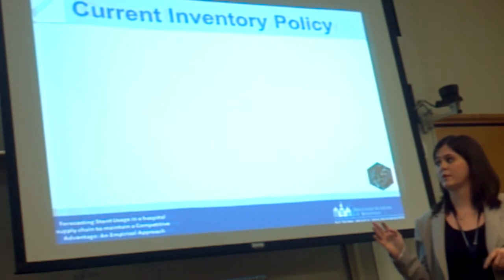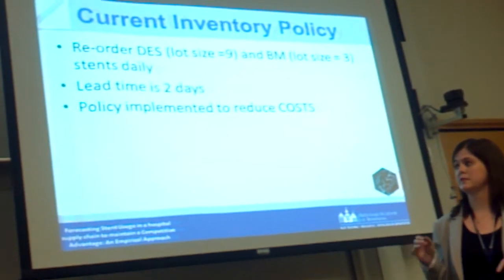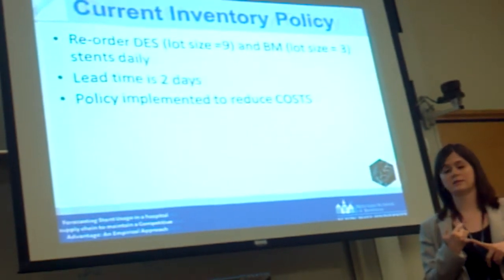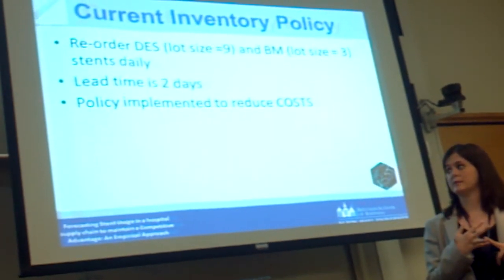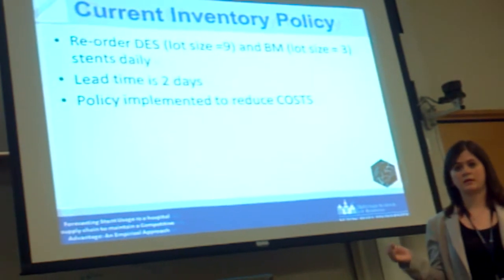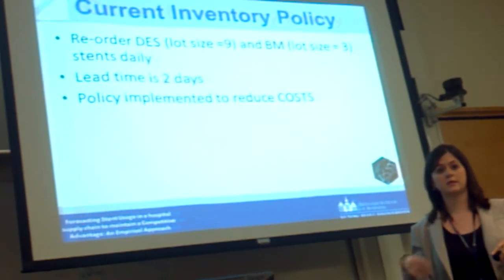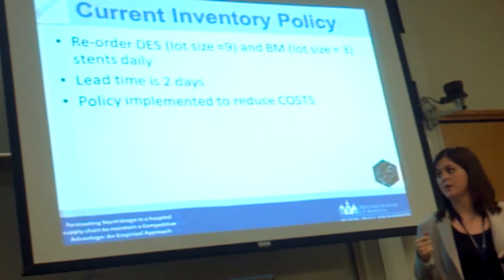So you have an overview. Their current inventory modeling policy is that they reorder their drug-eluting and bare metal stents. Drug-eluting in lot sizes of 9, bare metal in lot sizes of 3, and they order them on a daily basis. It takes the manufacturer 48 hours to get the stent to the cath lab.